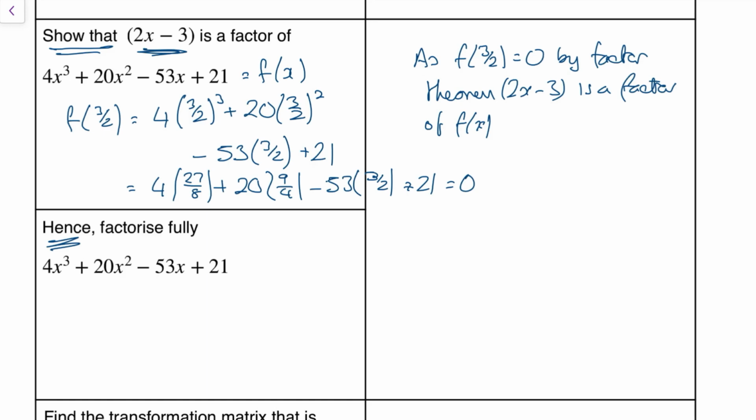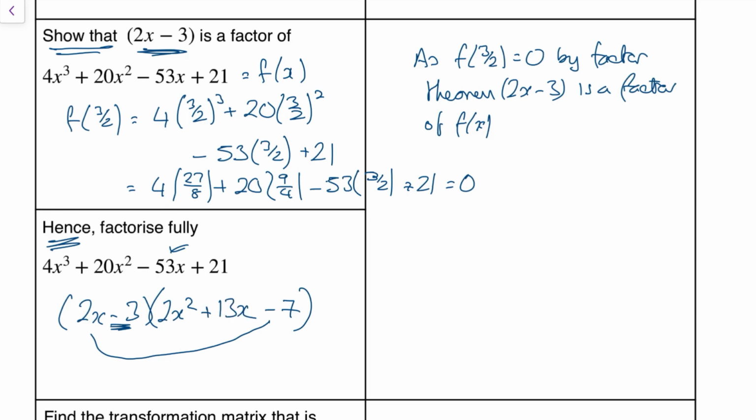And this is hence, so I must use my previous answer. So factorize fully. Now I know 2x minus 3 is a factor. So now I'm going to think, what do I need to multiply 2x by to get 4x cubed? Well, it's going to be 2x squared. What do I multiply minus 3 by to get plus 21? Well, it's going to be minus 7. Now for the hard bit. 2 times minus 7 is minus 14, but I want minus 53, which means I need another minus 39 x's. So what do I need to multiply this by in order to get another minus 39? Well, it's going to be plus 13, and therefore that's going to be my factorized solution.